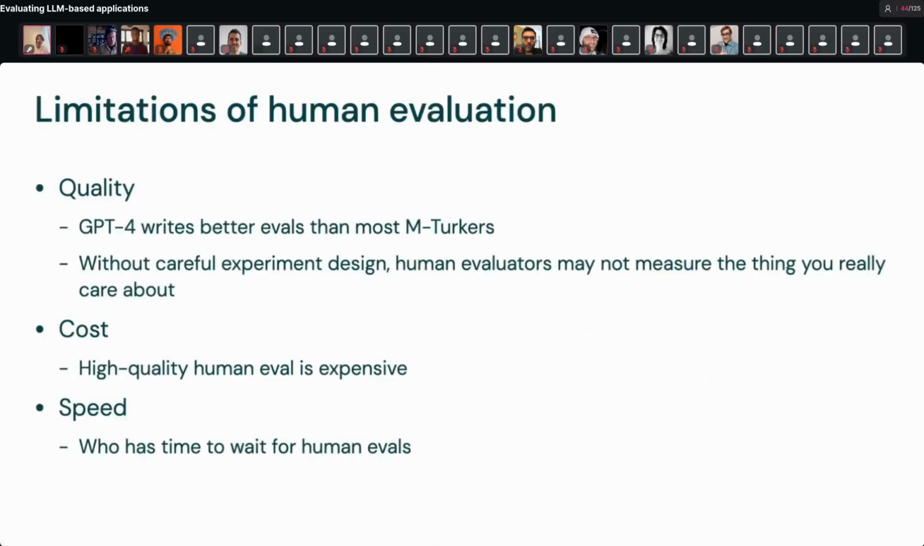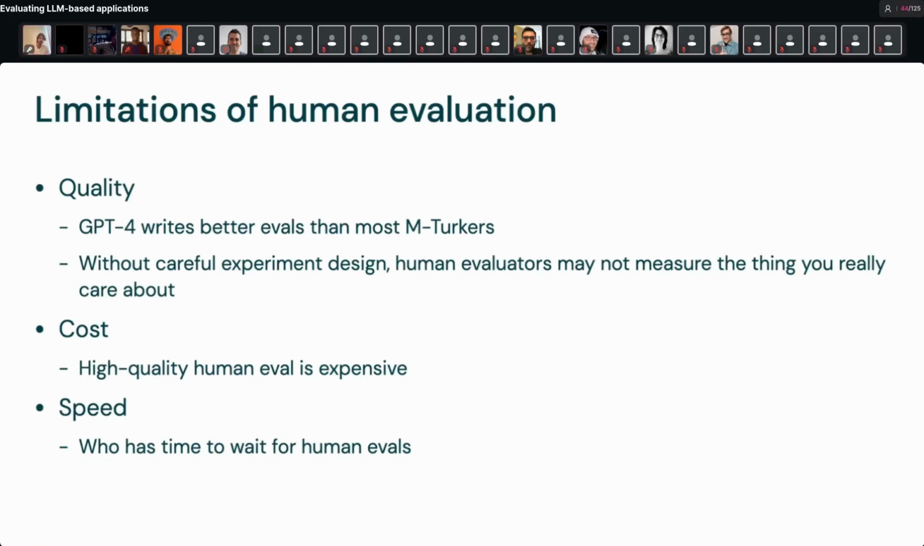But at the end of the day, just like LLM evaluation, human evaluation is also highly limited. The main limitations are quality, cost, and speed. The reality today is that GPT-4 writes better evaluations than most people that you hire on MTurk, which is a surprising and crazy fact. But I was reading somewhere, maybe in a paper that came out in the past week or so, that a very large percentage of people on Turk are just using GPT 3.5 or GPT-4 to write their evaluations anyway. So maybe it's not that surprising.